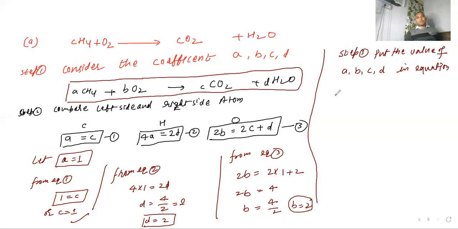So CH4, what is the value of CH4? A value. So A value is 1. So simple, it is going to be CH4. Plus B value, you see how much? 2. So I am writing here 2O2. Here you see C value. Where is the C? C is 1. So simple, that is CO2 plus D. D value, how much we got here? 2. So I'm writing here 2H2O.